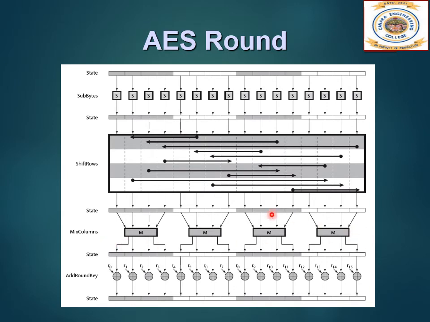So this state array is multiplied with that standard 4 cross 4 matrix and we obtain the output. Again here we use the GF of 2 to the power 8 modular arithmetic. Next, the output of this mix column is taken as a state. Next is the add round key. Only in this particular stage do we use the key.